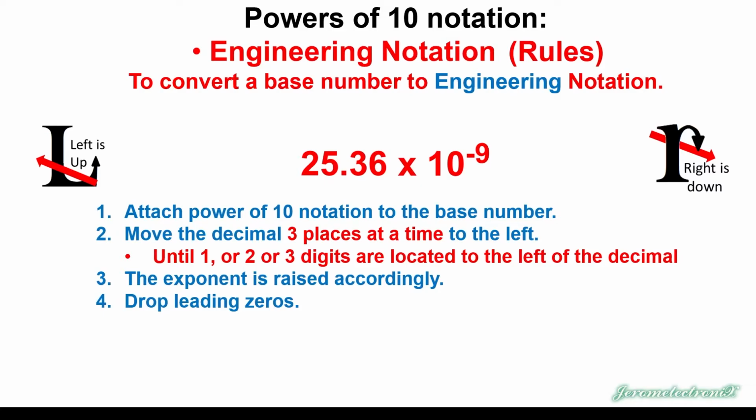So there you have it. Now you know both scientific notation and engineering notation. The big difference, scientific notation moves 1 decimal at a time and can have only 1 digit to the left of the decimal. Engineering notation moves 3 digits at a time, and that means there can be 1 or 2 or 3 digits located to the left of the decimal.